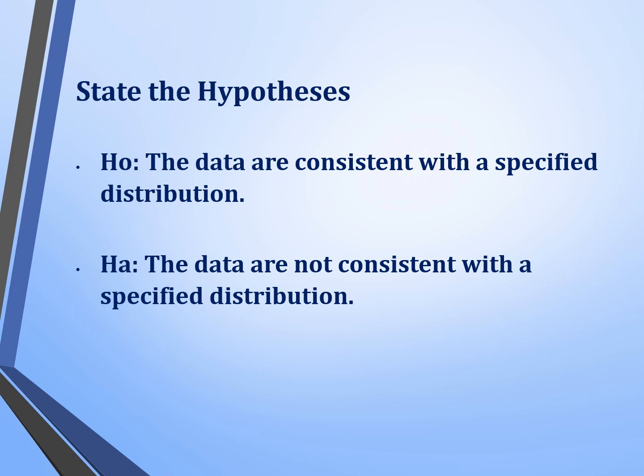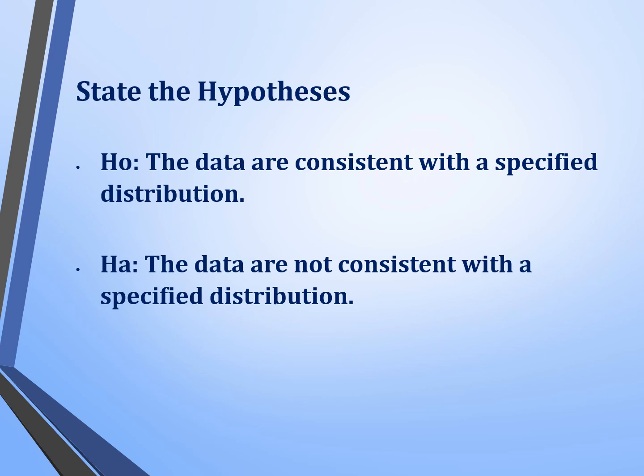The first step in conducting the chi-square goodness of fit test is to state the hypothesis, both the null and alternative hypothesis. And as we said before, these should be stated in such a way that if one is true, the other must be false, and vice versa. So for a chi-square goodness of fit test, hypotheses take the following form. The null hypothesis: the data are consistent with a specified distribution, while the alternative hypothesis: the data are not consistent with a specified distribution.